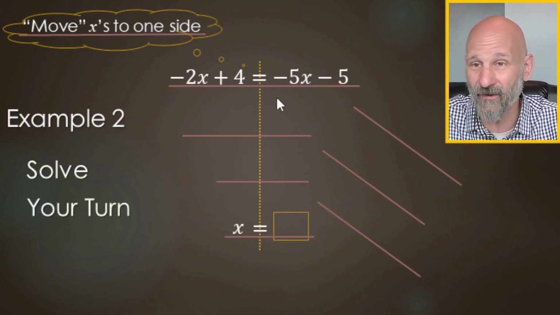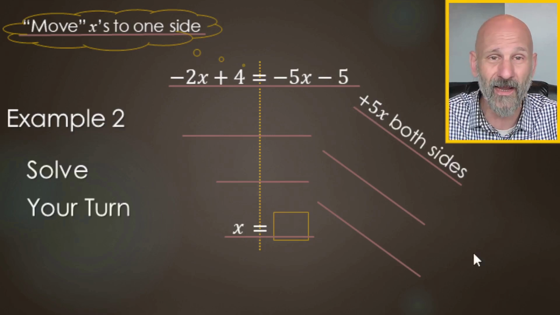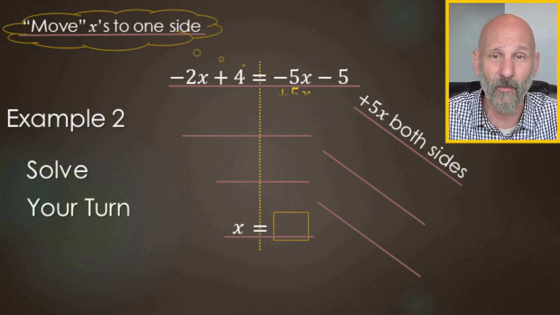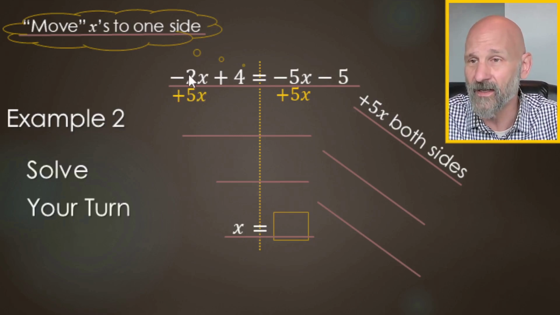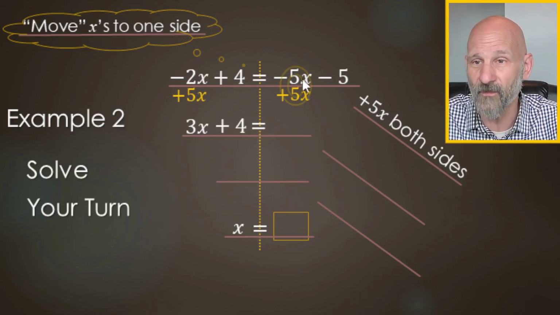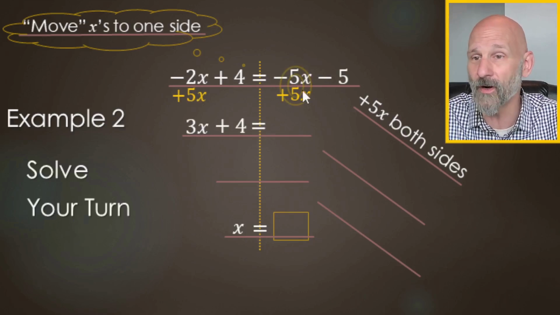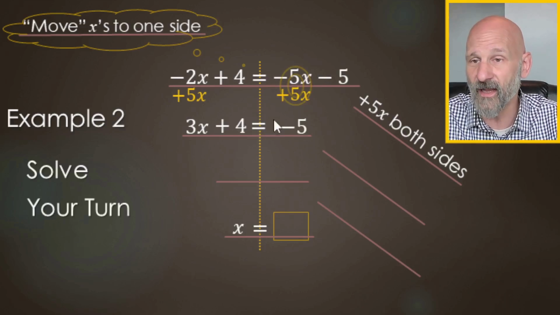We don't want negative 5x's on the right, so we're going to do the opposite. We're going to add 5x's to both sides. So it looks like that. Now moving left to right, negative 2x plus 5x makes 3x's, and we still have the plus 4 and the equal sign there. Negative 5x plus 5x, no more x's on the right, just the negative 5 there.